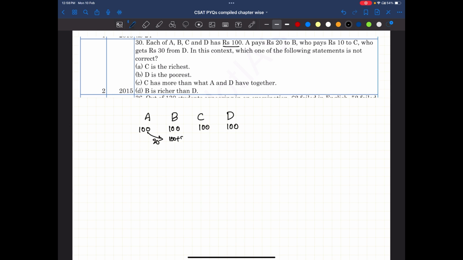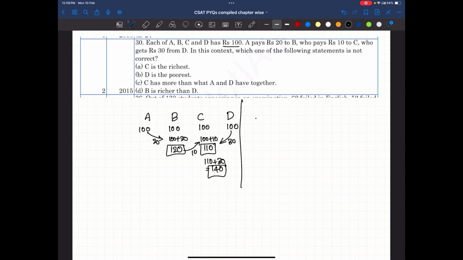100 plus 20, it becomes 120. Right? And B pays 10 rupees to C. From here, he is paying 10 rupees to C. What happens? 100 plus 10, it becomes 110. And C gets 30 rupees from D. Now D is paying 30 rupees to C. 110 plus 30, here 140. Let us write it here. Okay, 140. In this context, which of the following statements is correct?